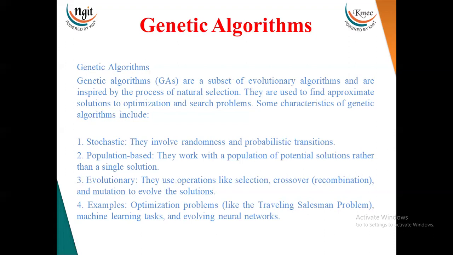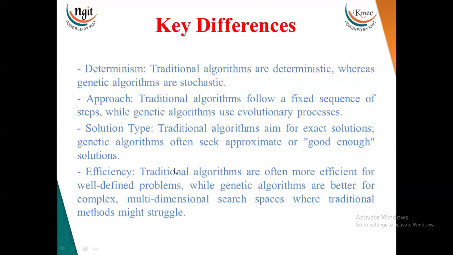The second one is population based. They work on a population of potential solutions rather than a single one. So for such an algorithm, we don't get a single output; you get multiple outputs. That is called population based. The operations use crossover and selection. Crossover is recombination, and mutation will change the solution according to some criteria. Examples of genetic algorithms are DSP, the traveling salesman problem, machine learning tasks, and evolving neural networks. All of these can be optimized using genetic algorithms.